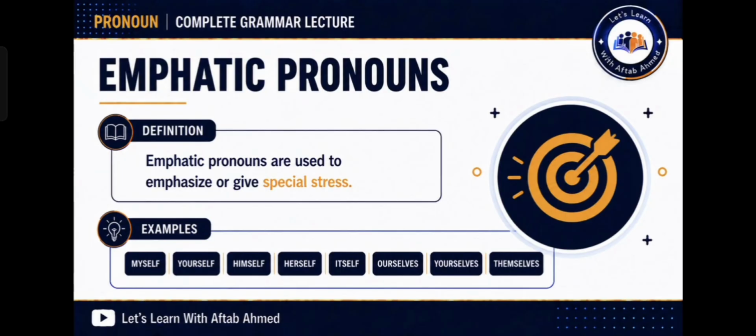Now let's learn about emphatic pronouns. Emphatic pronouns are used to give special emphasis to a pronoun or a noun. They highlight the person or thing being talked about. Common emphatic pronouns include myself, yourself, himself, herself, itself, ourselves, yourselves, and themselves. Remember, emphatic pronouns are used for emphasis, not for showing an action returning to the subject. They help us draw attention to the person performing the action.